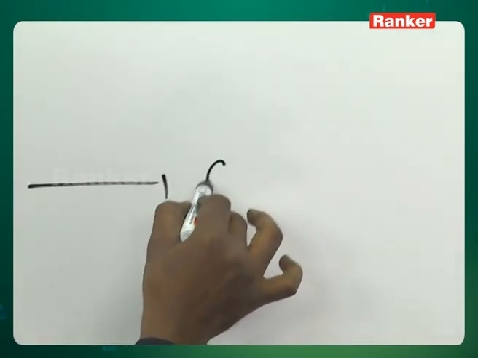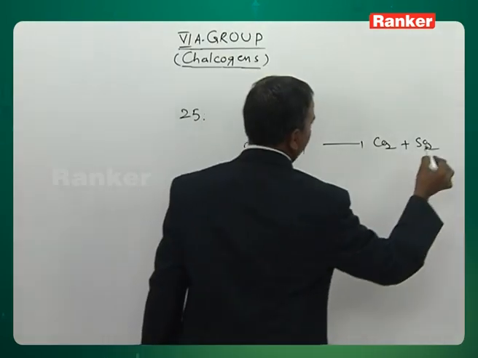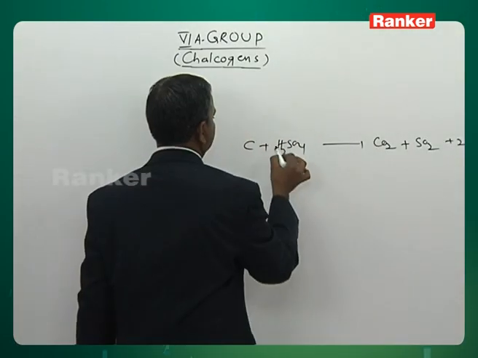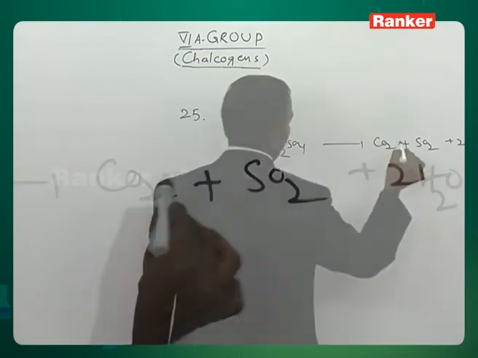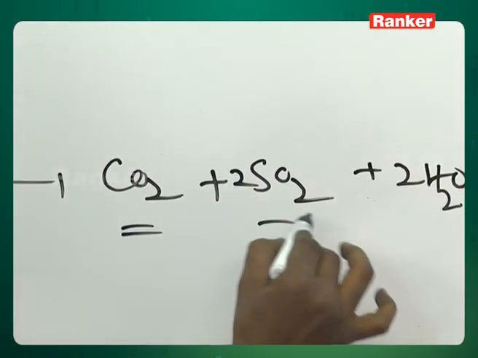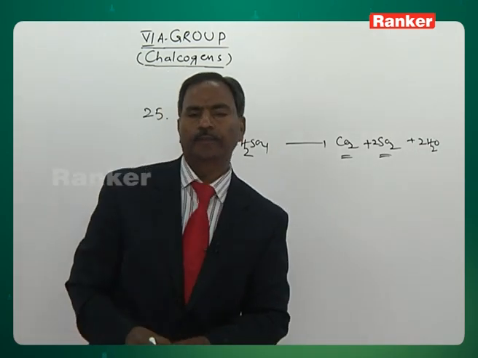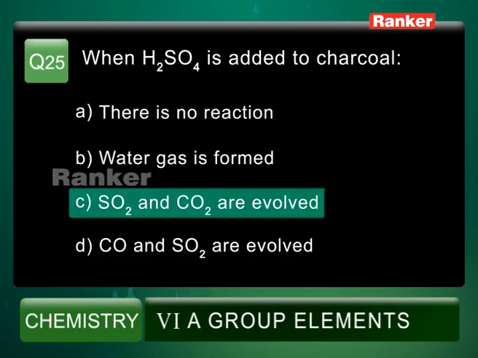Then we are getting CO2, SO2 and 2H2O. Take this: CO2 and 2SO2. Therefore, CO2 and SO2 are the products. So for question number 25, SO2 and CO2 are evolved, and the answer is C.